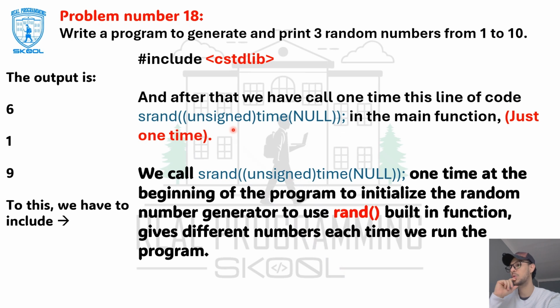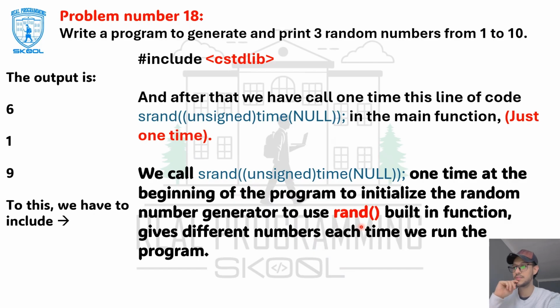All right, so what does srand(unsigned(time(NULL))) do? Here I wrote it for you. We call srand(unsigned(time(NULL))) one time at the beginning of the program to initialize the random number generator to use the rand built-in function. After we include the cstdlib library and put this line of code in the main function just one time, to let the compiler print a different number each time, we also have to use the rand built-in function.